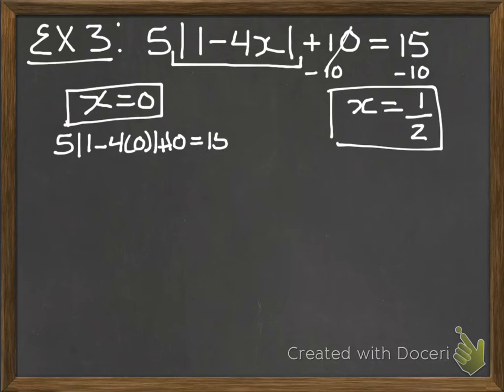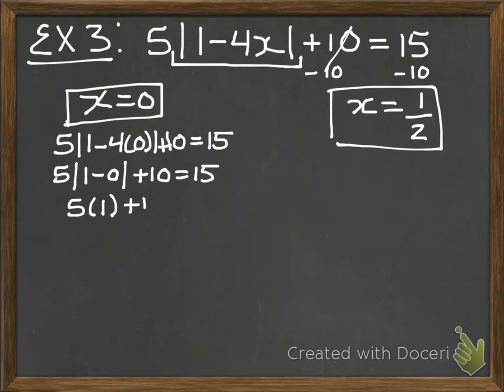equals 15. So that would be 5 times the absolute value of 1 minus 4 times 0, which is just 0, plus 10 equals 15. This is 5 times the absolute value of 1, which is just 1, times 5, plus 10 equals 15. And yes, 5 plus 10 does equal 15.